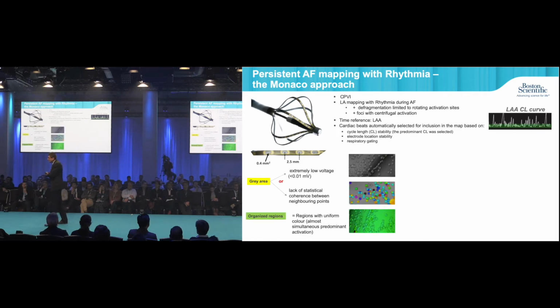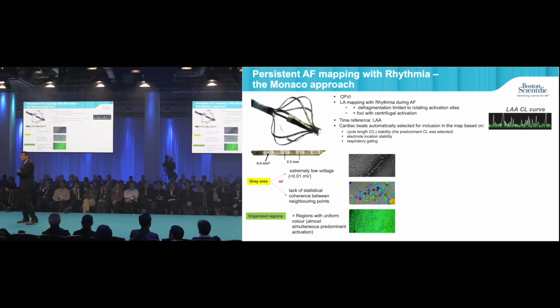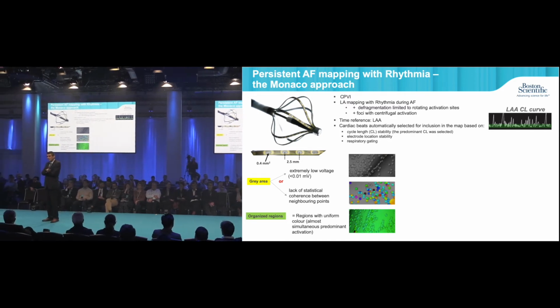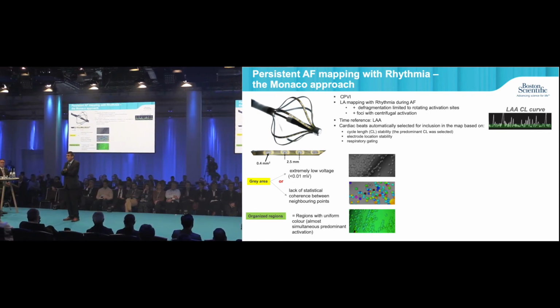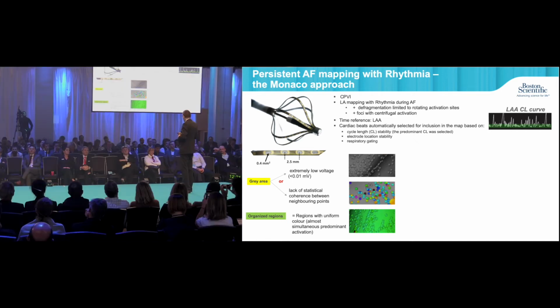What can we see on these maps? We can see several types of color coding of the map. We see gray areas, which can correspond, of course, to scars. We can see gray areas, as I showed you before, corresponding to this lack of statistical coherence between neighboring points. But we can also see regions with uniform color, which correspond to a very nice, organized wavefront of activation, like in an atrial tachycardia.